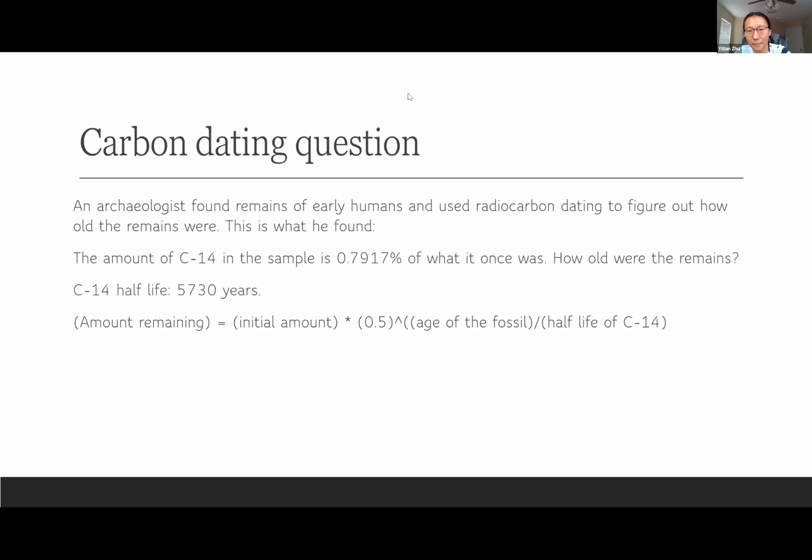Somebody asked, doesn't this get messed up by nuclear testing? Well, actually, the biggest problem with messing up carbon dating is that now the atmosphere has a disproportionate amount of carbon-12 because people are using fossil fuels so much.